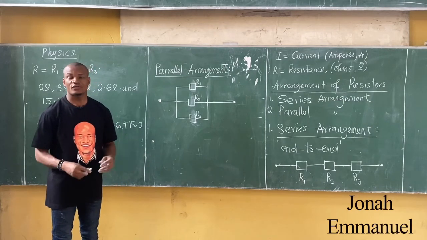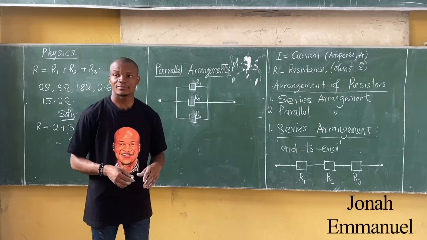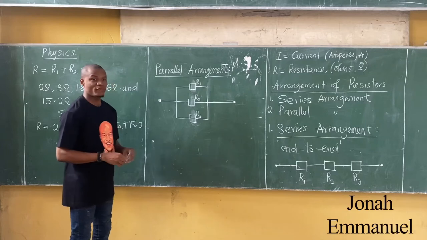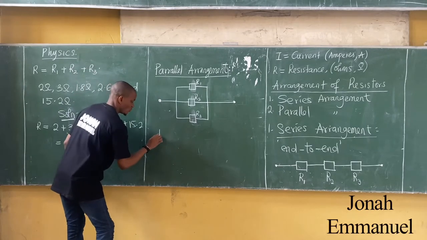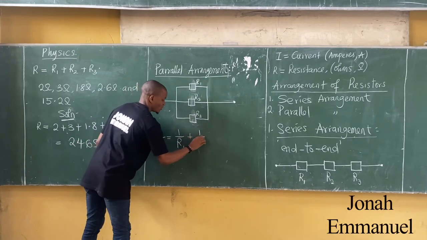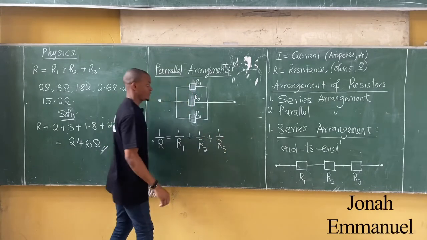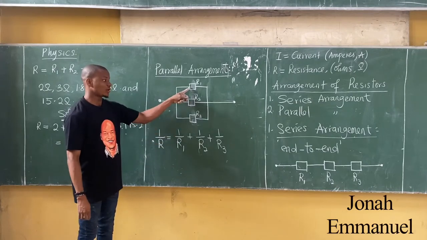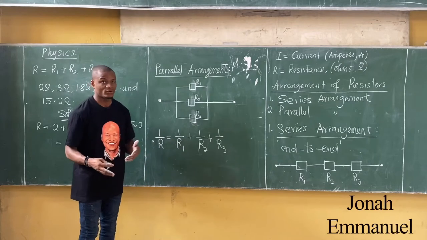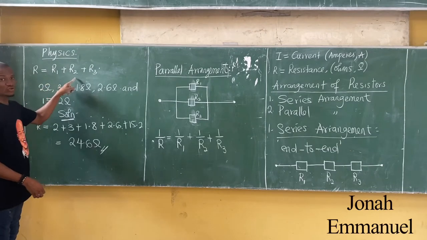For parallel arrangement of resistors, the equivalent resistance is given by 1 over R equals 1 over R1 plus 1 over R2 plus 1 over R3, then it continues. Since I have three resistors here, R1, R2, R3, I'm using this. So please note the difference between series and parallel. For series arrangement, I'm simply using R equals R1 plus R2 plus R3.